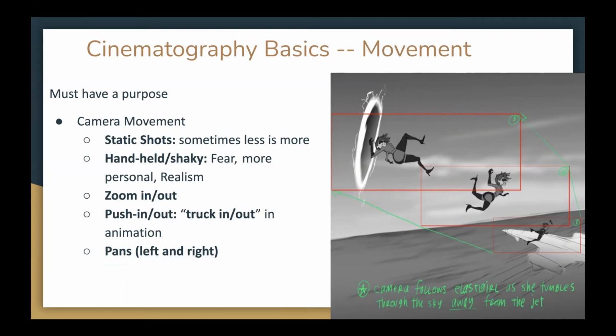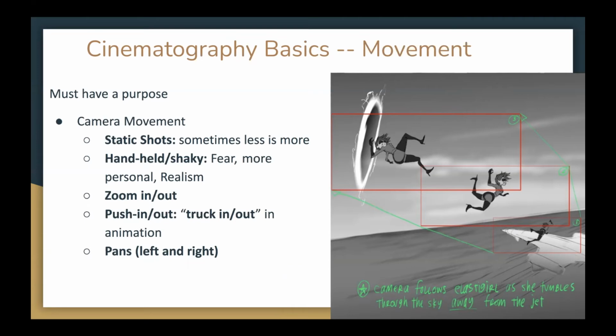Because sometimes less is more, and you don't want to overexert your audience, and then they're just going to get nausea. They're going to be like, oh, I can't focus on this. But once you want to add some camera movement to liven it up, you've got your handheld or shaky cam, which gives a more realistic feel to the subject. It usually is used for fear, but oftentimes it is just to get more personal with the character.